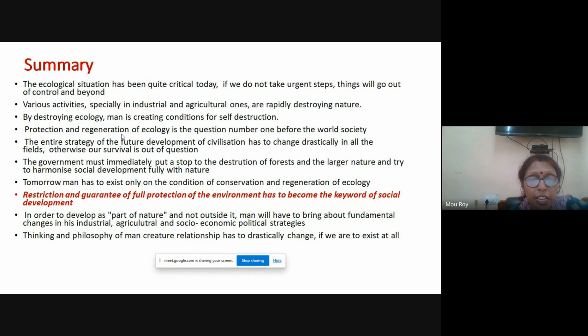Environmental education and awareness is very important, and by valuing and protecting nature, we can ensure a sustainable future both for humans and for the planet. If you look at the places around where you stay, you'll see a lot of industries coming up, and agricultural sectors are also there. These industrial sectors are basically destroying nature. By destroying ecology, man is creating conditions for self-destruction.